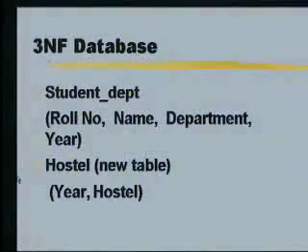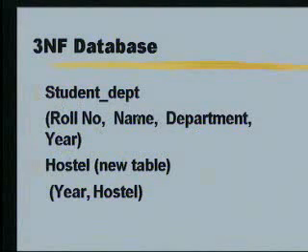In 3NF, what kind of decomposition will I get? Obviously, I would like to break year as well as hostel into a separate relation, whereas roll number, name, department and year will be kept in another relation, and that is going to eliminate the problem which is associated with this particular table.